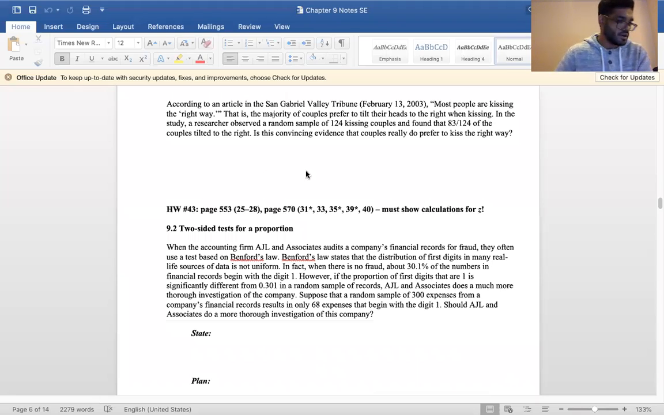Right? So that leads into the next problem. So here, we're looking at the way people, if they prefer to kiss or not. And so here I can write a couple things. I can say H0 is that p is equal to 0.5. And we're talking about in this problem if we're leaning one direction or not, and if they prefer a certain way. So we're going to say p is greater than 0.5 if they prefer something. Right? If they don't prefer it, it'd be equal to 0.5. And then in our sample, we find that p hat was 83 out of 124, which is equal to 0.67.